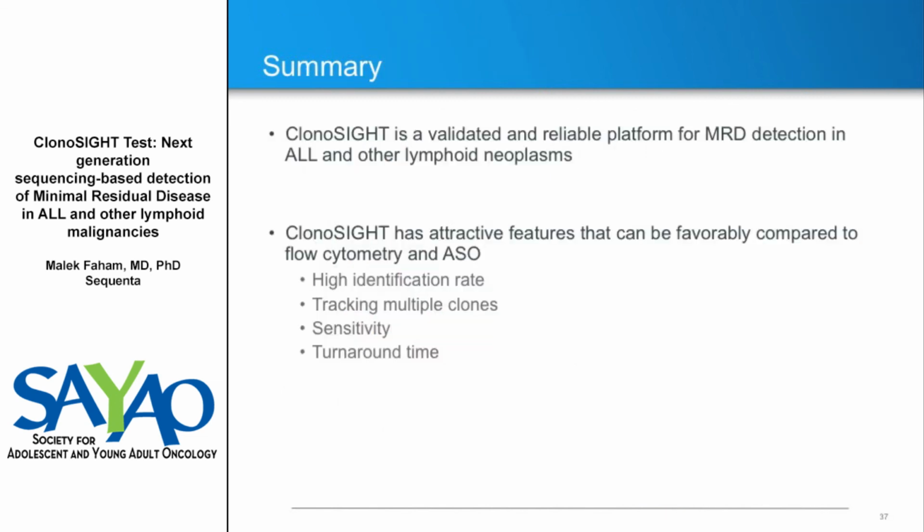The summary is that ClonoSIGHT is a validated, reliable platform for MRD detection in ALL and other lymphoid neoplasms, and has attractive features that hopefully compare favorably with flow cytometry and ASO, including being able to track multiple clones and evolution, the high identification rate of cancer, and sensitivity. Turnaround time is equivalent to, or probably slower than, flow because we take a week, but it's still probably clinically relevant. Thank you.